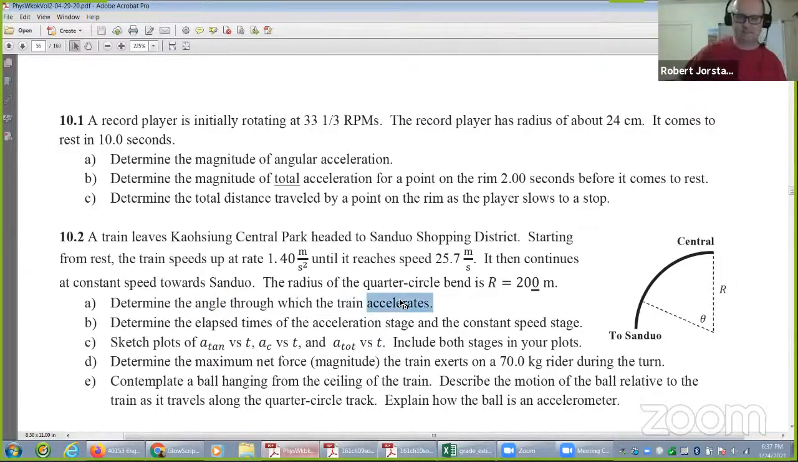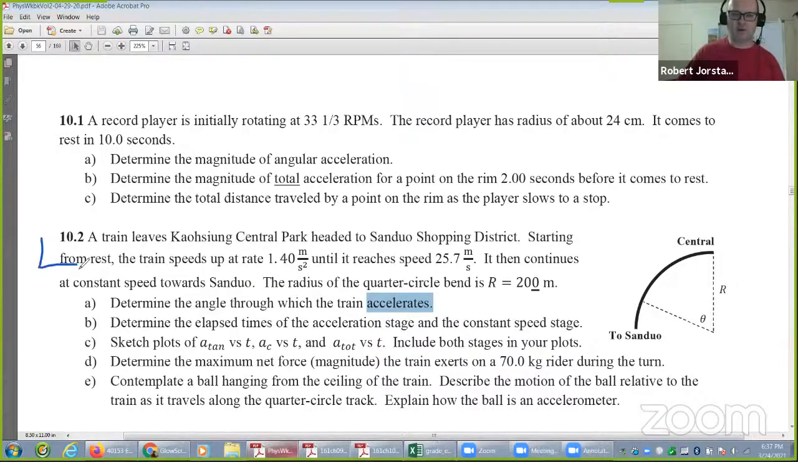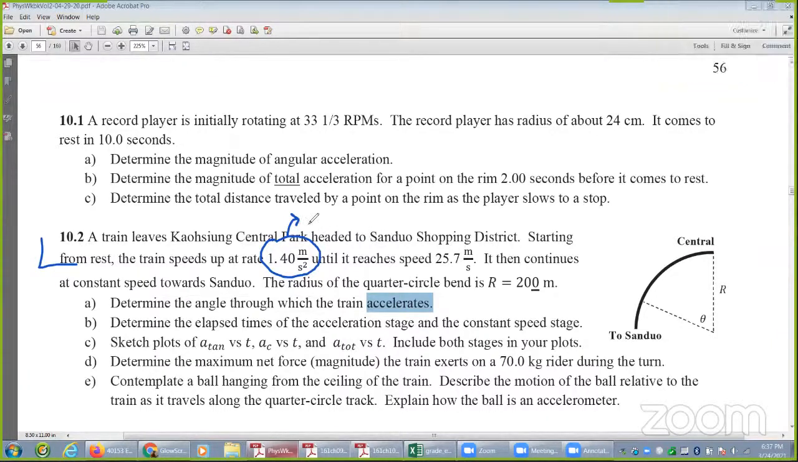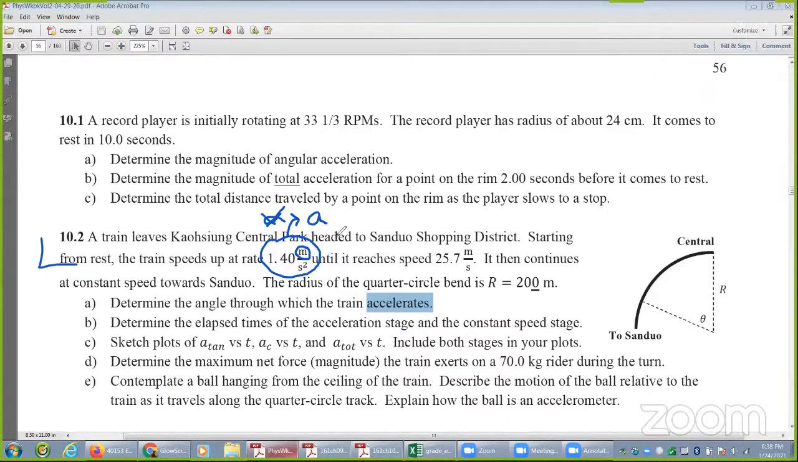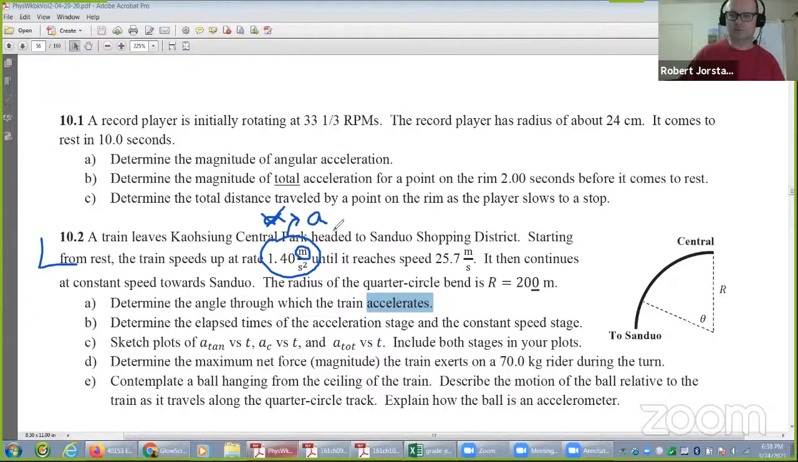How would you attack this? What did I give you? Let's first go through that. What is this number right here? It's acceleration. It's some kind of acceleration. Is it A or is it alpha? Look at the units. It's got to be an A, so it's not an alpha, right? Meters per second squared. Alpha has units of radians per second squared. So we know it's not alpha. Which A is it? A centripetal, a tangential, or a total?